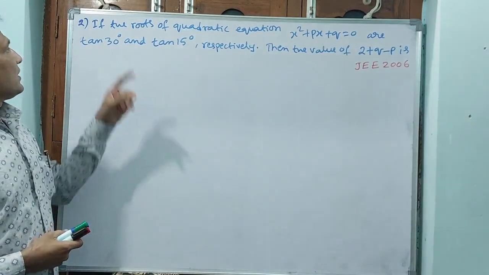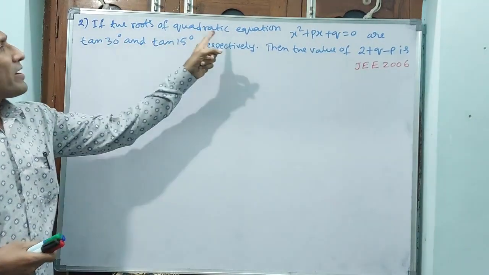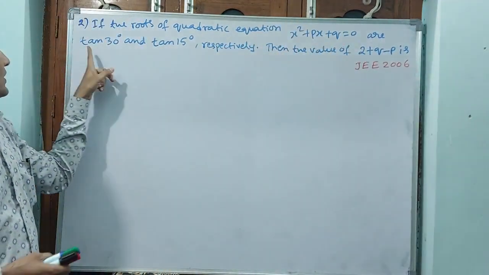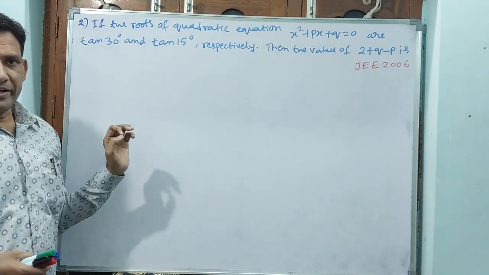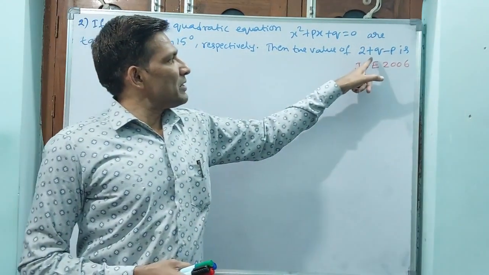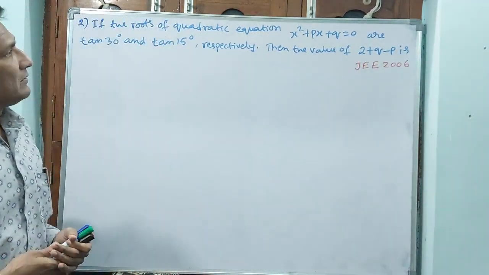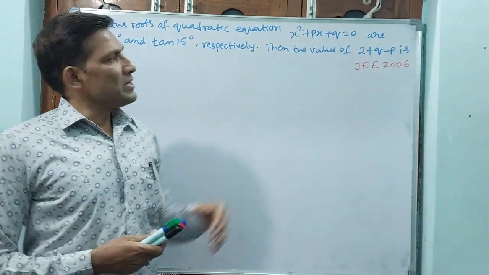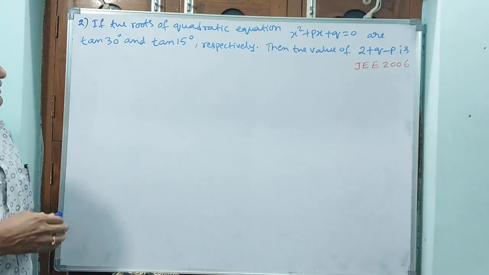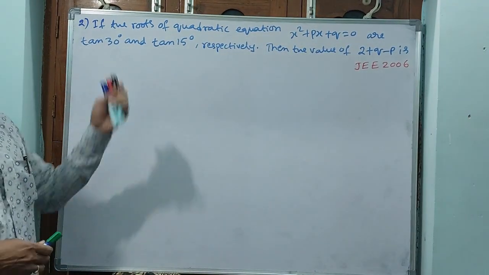See the second question. If the roots of the quadratic equation x square plus px plus q equal to 0 are tan 30 degrees and tan 15 degrees respectively, then the value of 2 plus q minus p is what they are asking. p is there, q is there. These values you have to find. 2 you know very well, 2 is 2, a constant. How to find this?